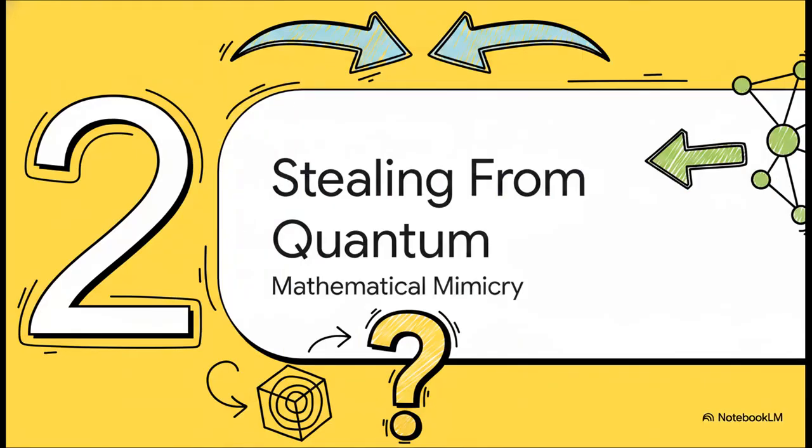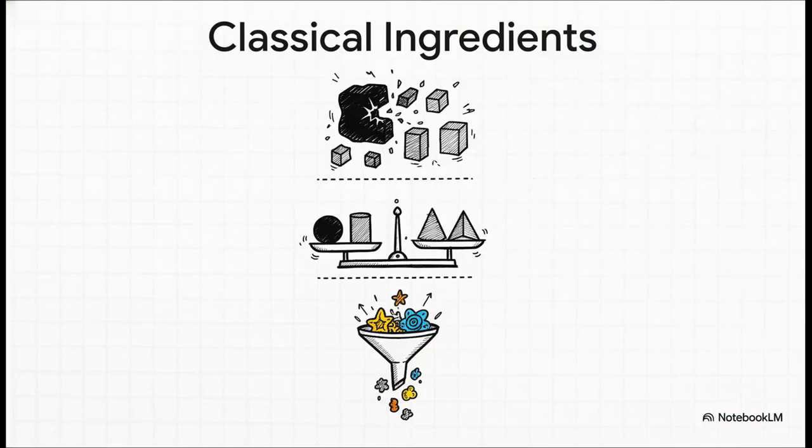Section 2. Stealing from quantum mechanics. Now, the canonical answer to that exponential wave function growth has pretty much always been, we need a fault-tolerant quantum computer. But the author of this paper asked a brilliant question. Are the efficiency gains we attribute to quantum computation actually properties of quantum hardware, or are they just properties of the mathematical structures that quantum mechanics happens to generate?